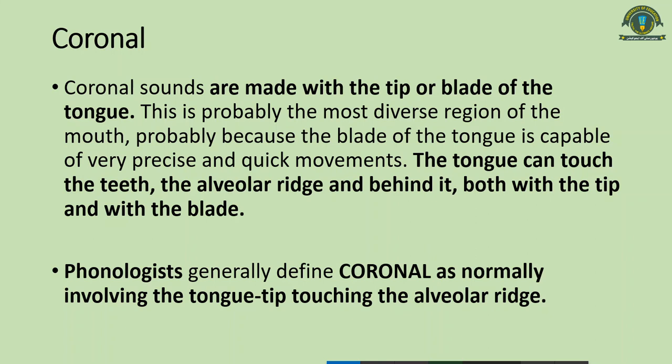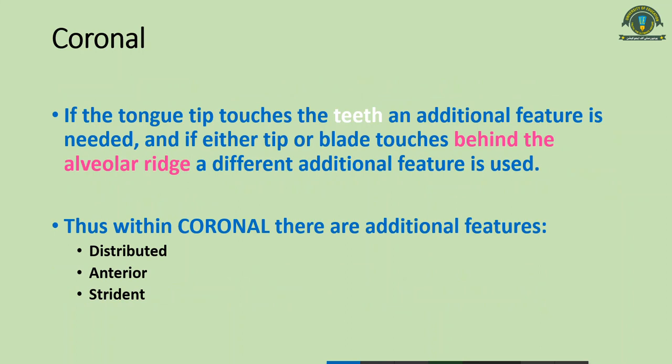Phonologists generally define coronal as normally involving the tongue tip touching the alveolar ridge, but there are further subdivisions of coronal sounds as well. If the tongue tip touches the teeth, an additional feature is needed, and if either tip or blade touches behind the alveolar ridge, another different feature is needed. So if the tongue tip touches the teeth, there will be another feature required. So within coronal there are these additional features, or you can say these subdivisions of coronals.